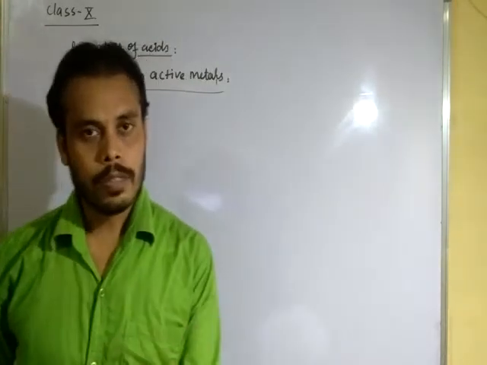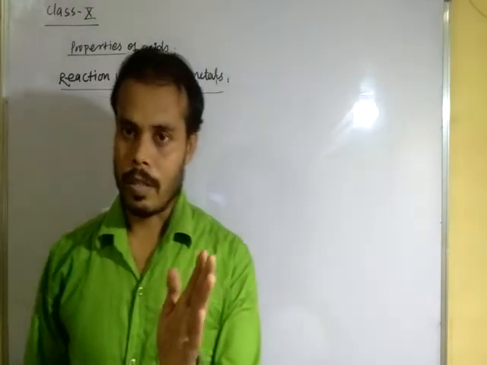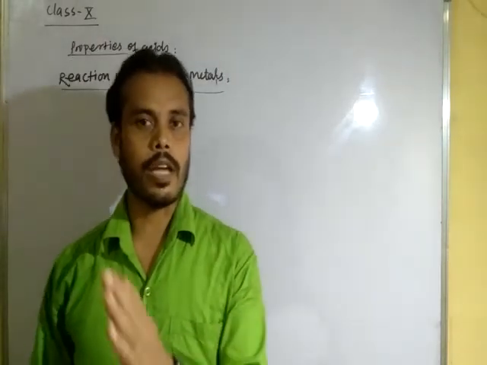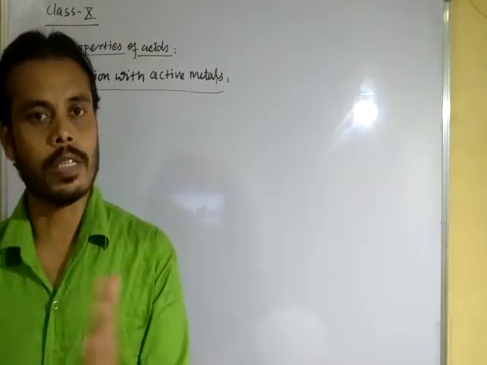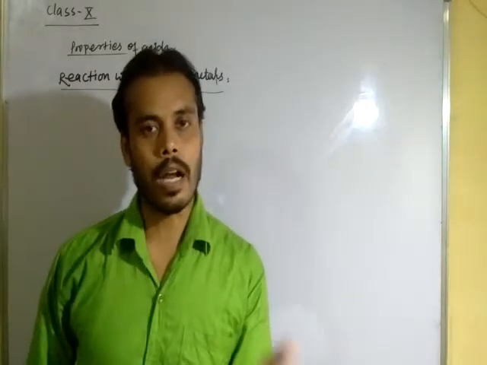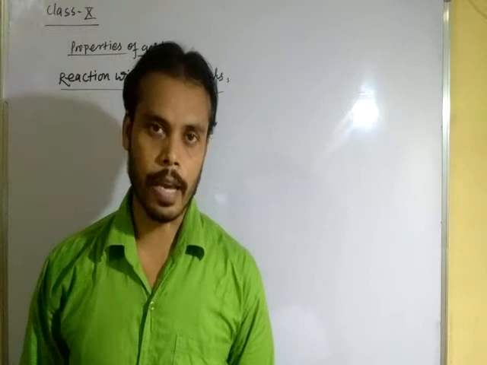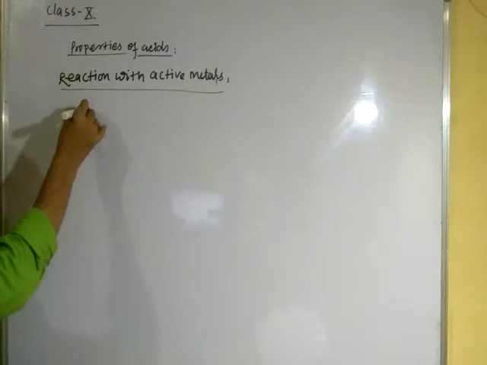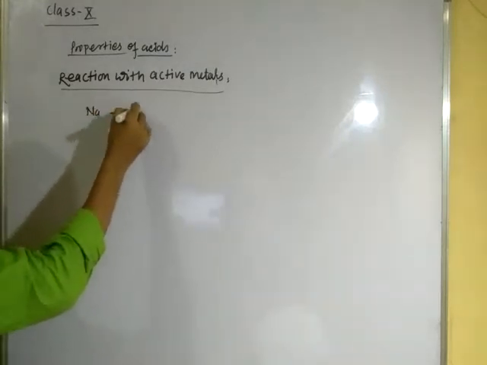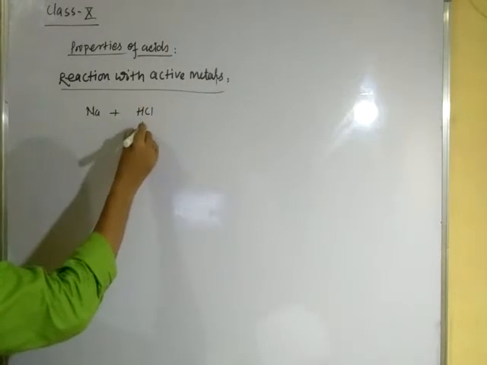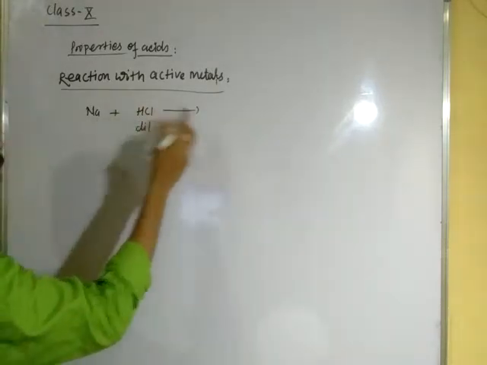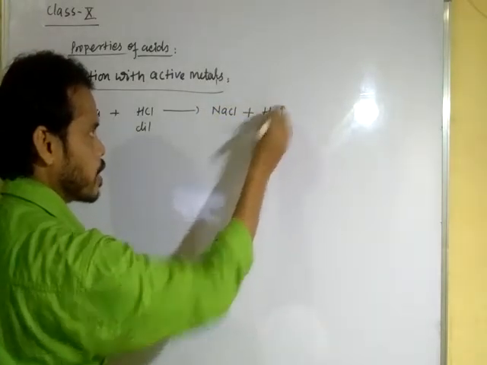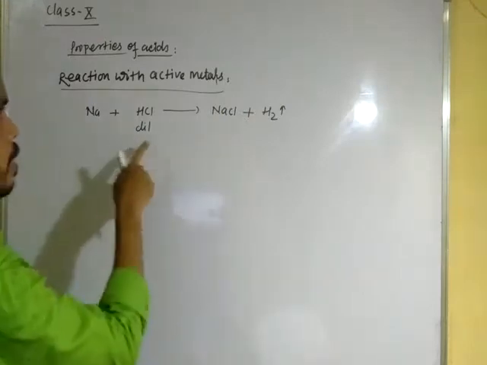When dilute H2SO4 or dilute HCl is treated with active metals like sodium, potassium, calcium, etc., they form a metallic salt and liberate hydrogen gas. Let us see. When an active metal like sodium is treated with dilute HCl, it forms sodium chloride, NaCl, and liberates hydrogen gas. Now balance this reaction.